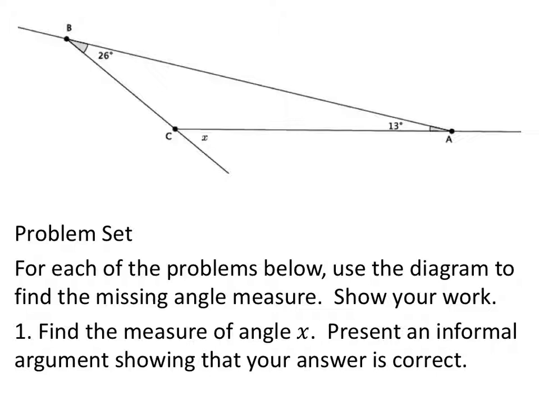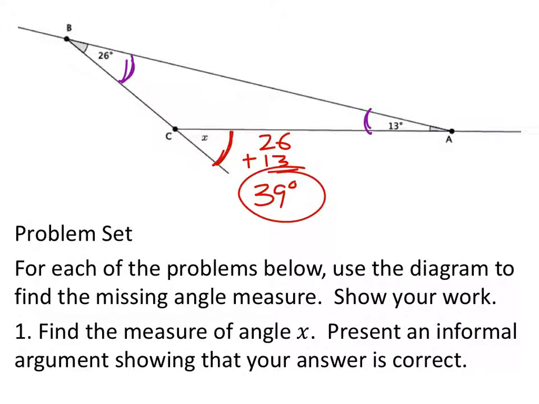Alright, for these next several problems, we're going to use the diagram to find the missing angle measures, and we'll show our work. Number one, find the measure of angle X. Present an informal argument showing that your answer is correct. Okay. Angle X is right here in red. It should be a combination of these two purple remote interior angles, which means it would be 26 plus the 13 degrees. So the red angle there is 39 degrees.